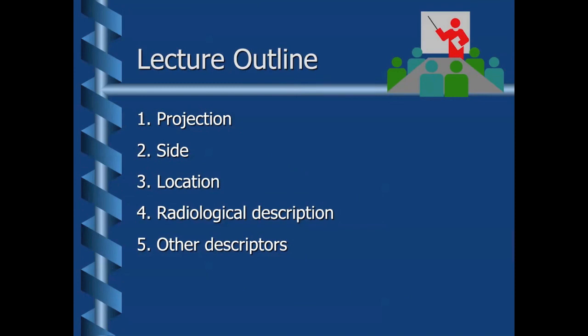So we'll be going through today 5 quite simple sections. Firstly, it's how to describe the projection that you're seeing the lesion on, the side, simply left or right, the location within a bone or soft tissue, the radiological descriptions, and there might be some other descriptors that are quite specific to different pathologies or different disorders that you might need to use. So that's what we'll be going through today.